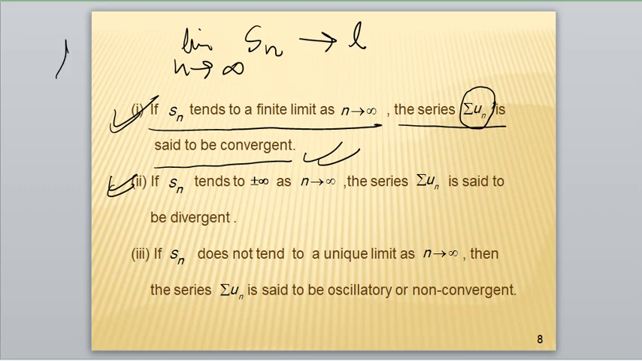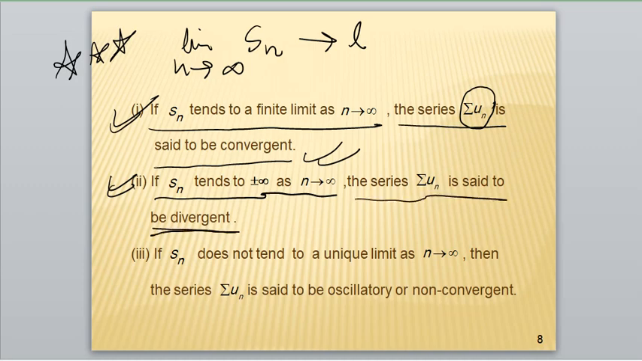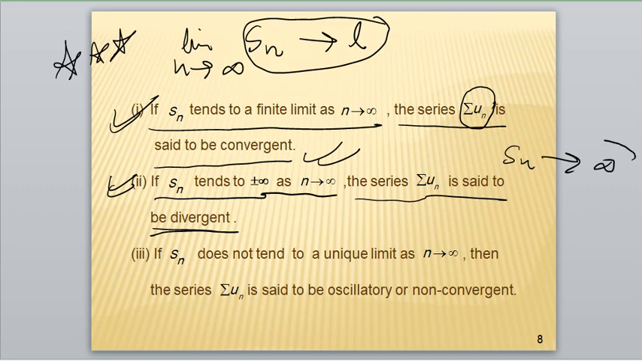Next point, make sure you mark these as important points. These are few important points that you should know. If Sn tends to plus infinity or minus infinity as n tends to infinity, then the series un is said to be divergent. What is happening now? The Sn is tending to infinity. Over here the Sn was tending to some limit point L, correct? But over here the Sn is tending to infinity. That means this is divergent, correct?